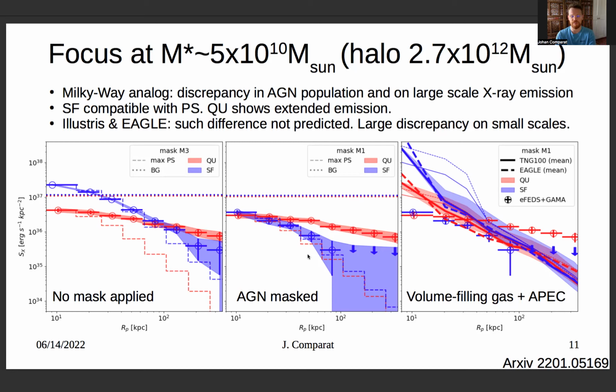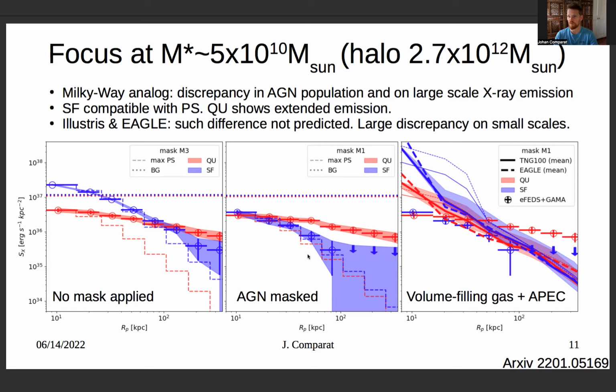In the middle, we remove the AGNs, and on the right, we compare with the Illustris and Eagle predictions, as you can see in the false colors. And there are interesting discrepancies. On small scales, the simulations over-predict the emission by a factor of 10 to almost 100 or 200. And this is likely due to the coarseness of the AGN feedback and how it feeds back energy into the gas. So here we're learning something about the simulations.